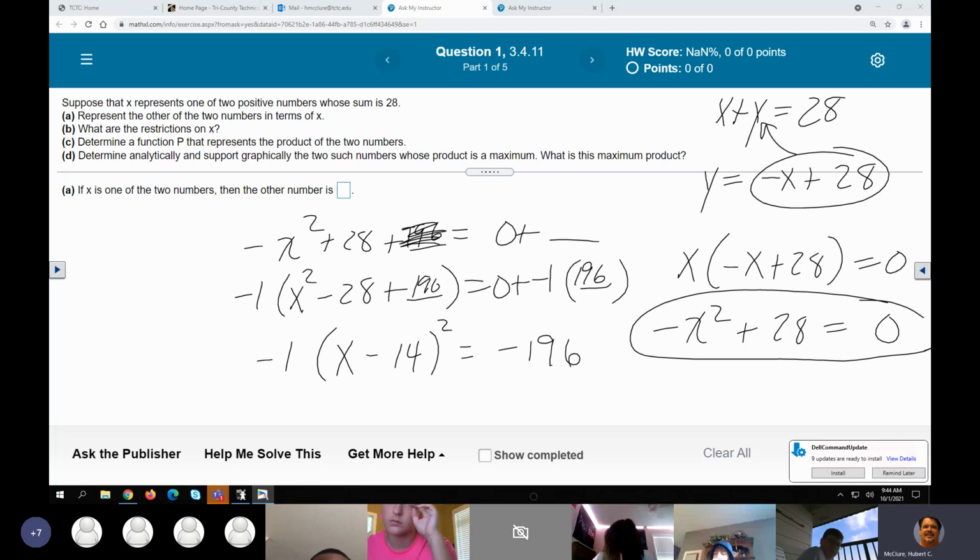Your vertex is 14, 196. And your y-intercept is going to be 0 and 14, I think. I'll have to look. Hold on. This is going to be 196, 14, 28. So you've got a graph that looks like this, and 28 is right there. That's your x and y-intercept, and then 14 and 196, and that's it.